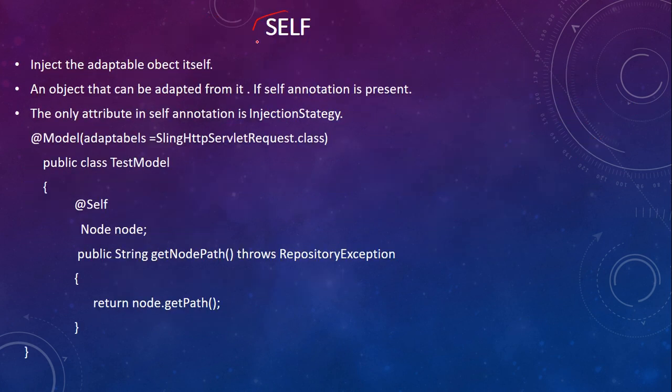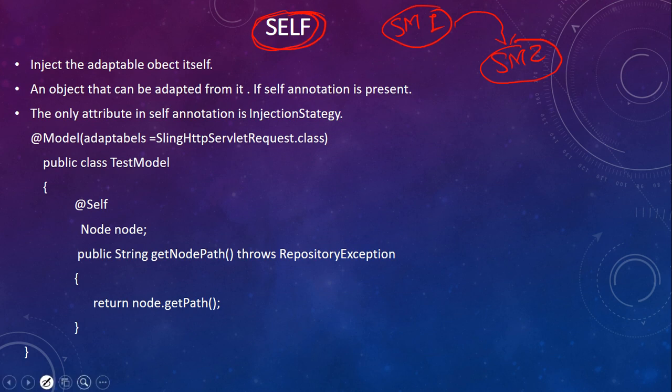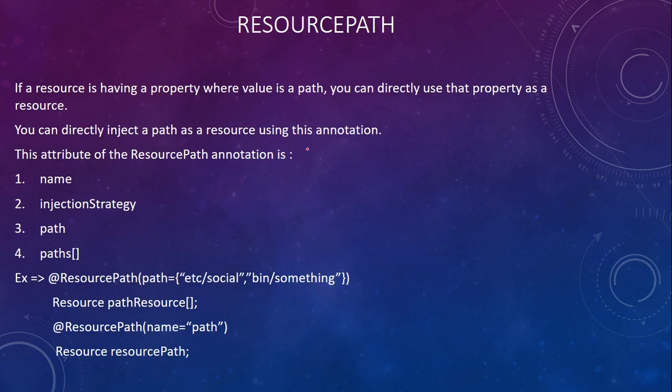Later we have the @Self annotation. So we have a Sling model 1 you have already created, and we have a Sling model 2. If you want to inject Sling model 1 inside Sling model 2, then you can simply use this @Self annotation. So this is the annotation we have to use. Okay. Later here we have the resource path.